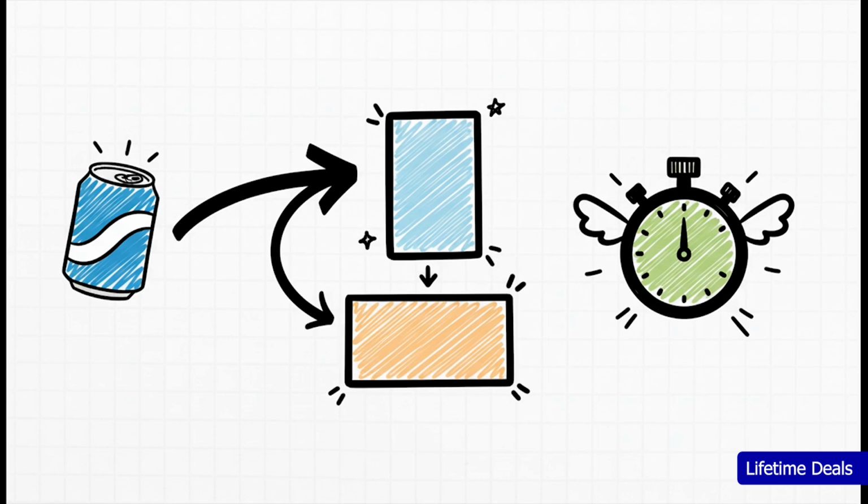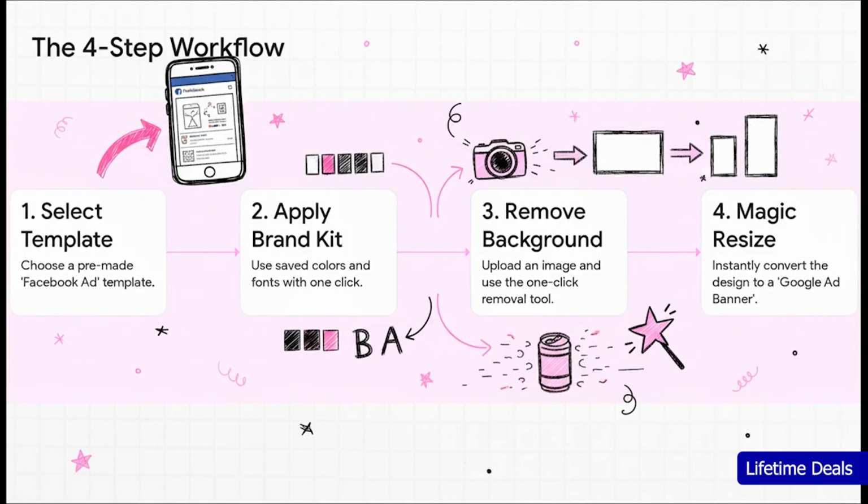Now, to see how all this stuff actually works together in the real world, the reviewers set up a super practical test. Create a promo graphic for a new product, and then quickly turn it into an ad for two totally different platforms. The goal here was simple: speed. And just listen to how smooth this workflow is.